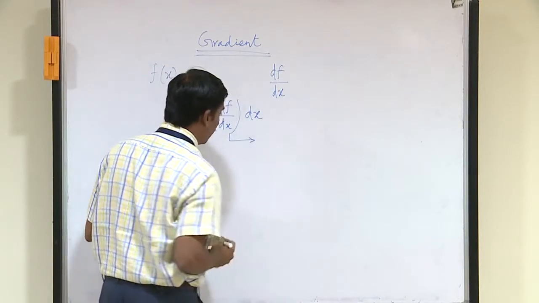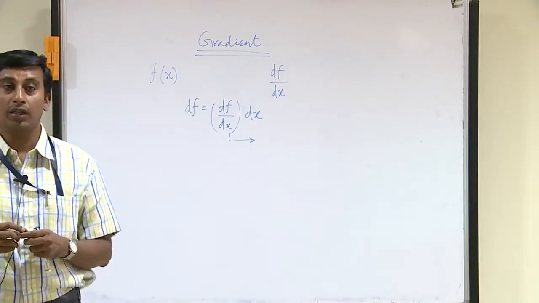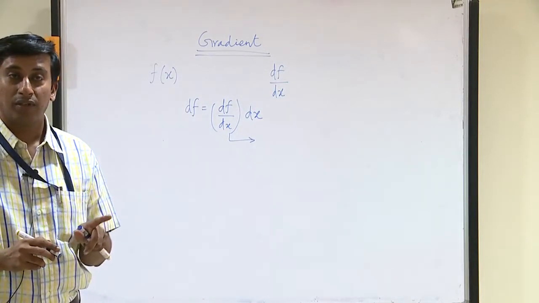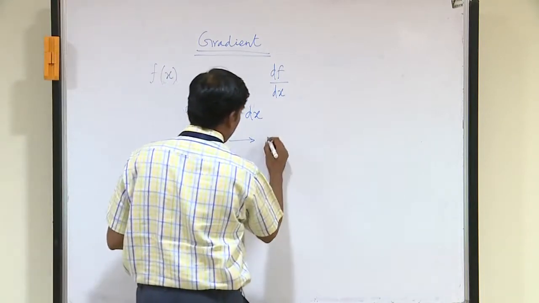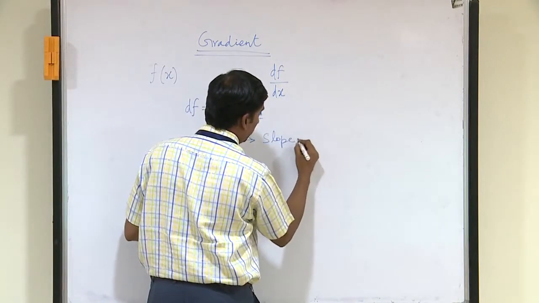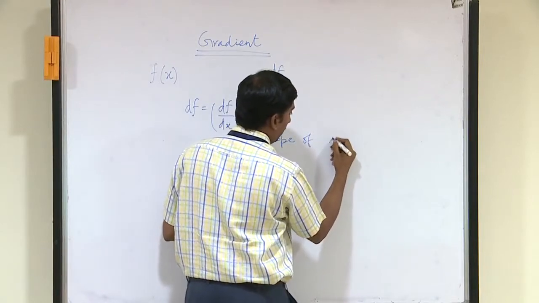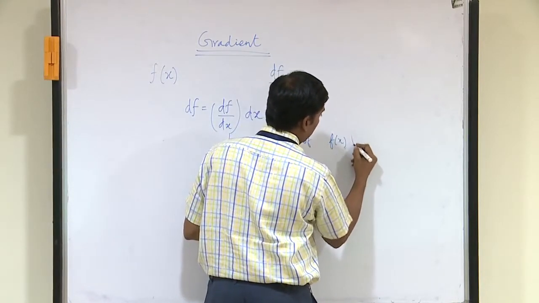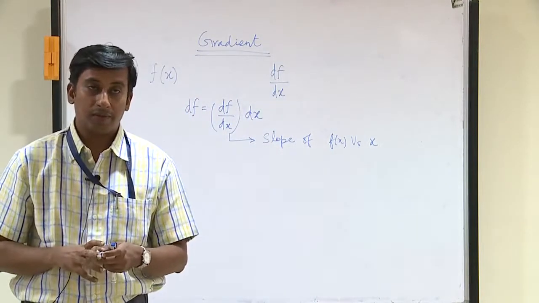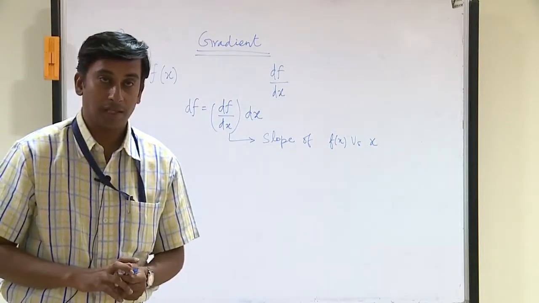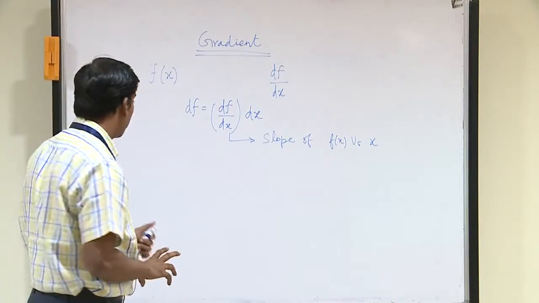And what is df by dx? It's essentially the slope of the graph of f of x versus x. So this denotes the slope of the f of x versus x graph. Now this is for a single variable, a scalar function f of x.